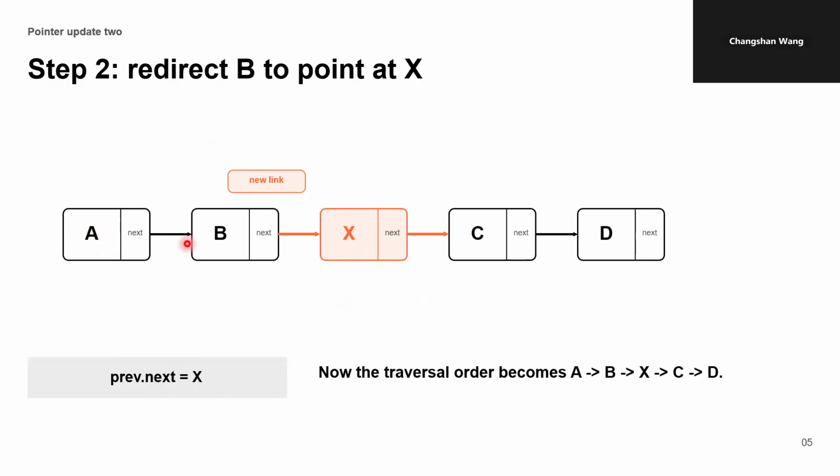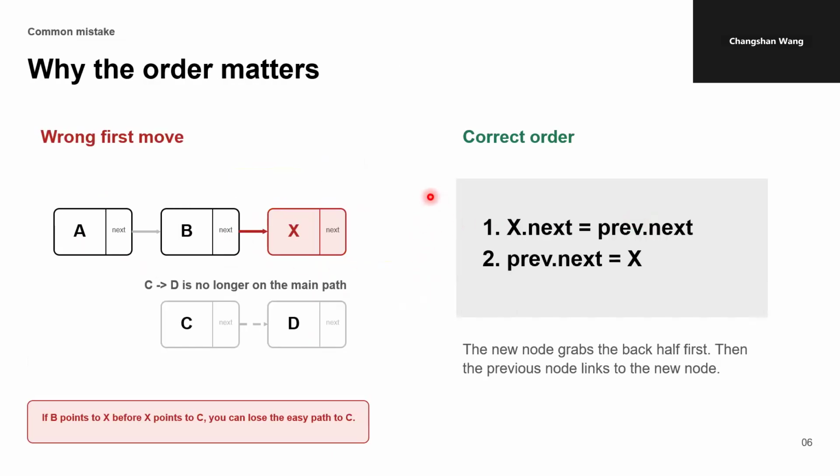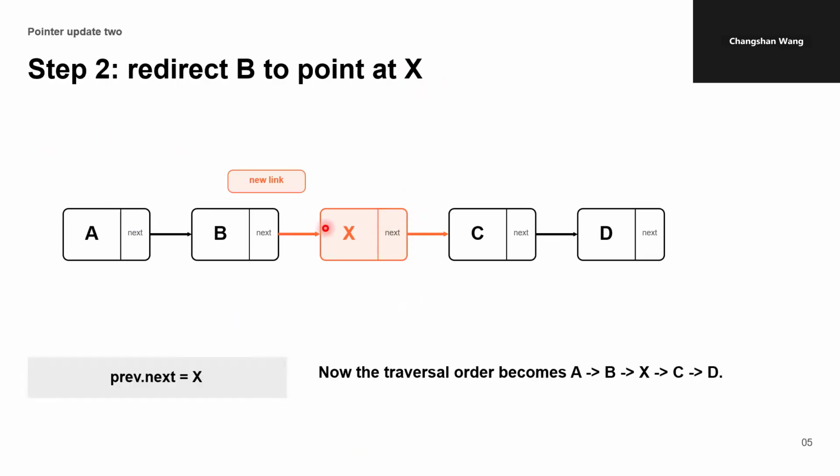So A points to B, B points to X, X points to C, C points to D. There's a very important thing, that is the order. That really matters. For example, we already said that the first step is making the pointer of the X point to the C. But what if we make the pointer of B point to X first, and then make the pointer of X point to the C?